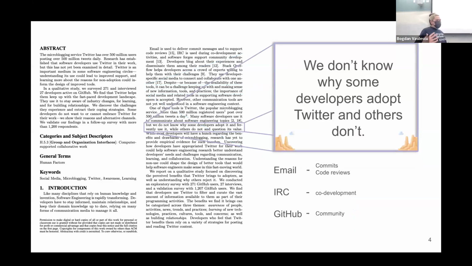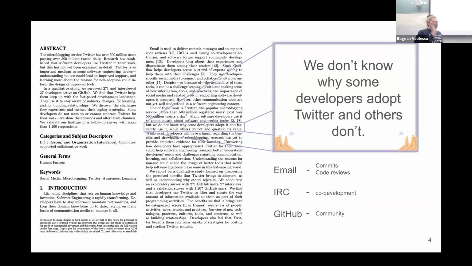The gap that they identify is that we don't know why some developers are adopting Twitter and others don't. And the concept here is not just the use of Twitter, but the actual appropriation of Twitter for their communication, collaboration, information dissemination, that kind of stuff. So why are some developers using it and some aren't?